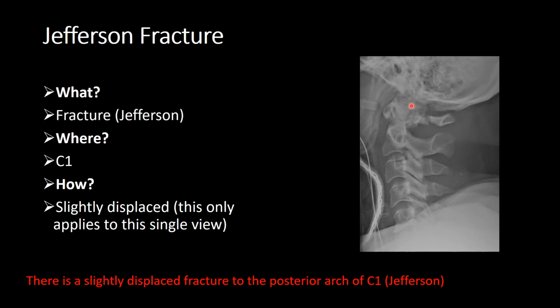Let's look at our posterior line. That's run down the posterior cortex of the vertebral bodies. That's normal. Let's look at our spinolaminar line. That spinolaminar line is pretty good actually. That's normal. The predentate space, normal. Okay, so we've done adequate, soft tissues, alignment.